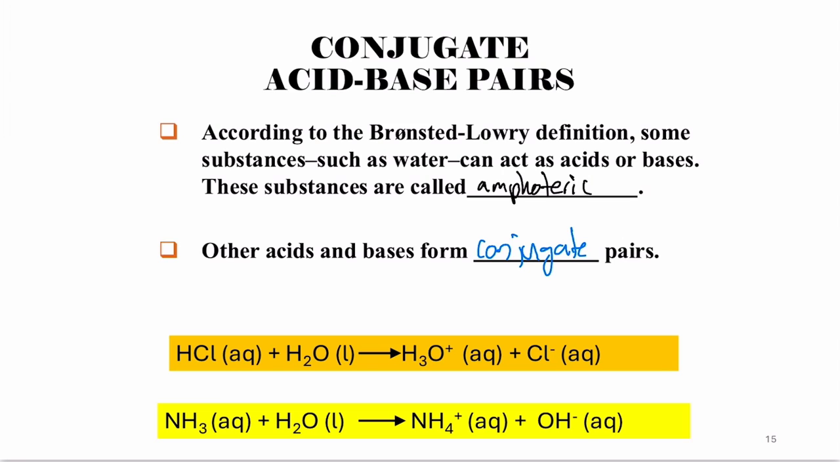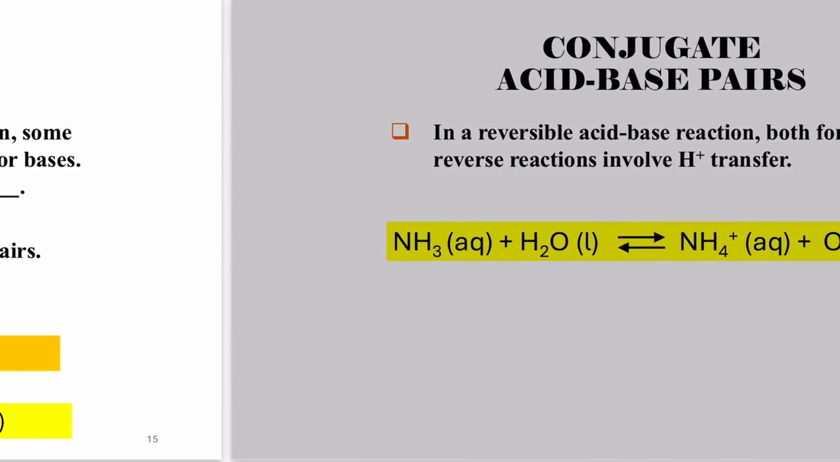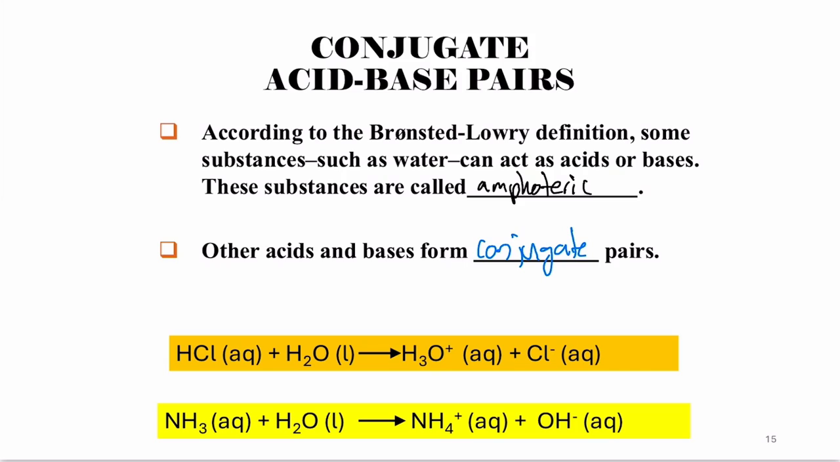And so if we look at this first reaction, we see that hydrochloric acid here is the acid, water is the base because it accepts a proton, which means that the hydronium is the conjugate acid in this case, and then the Cl minus ion is the conjugate base. The conjugate base comes from the original acid, and the conjugate acid comes from the original base. So this depends on the direction of the reaction that we're looking at.